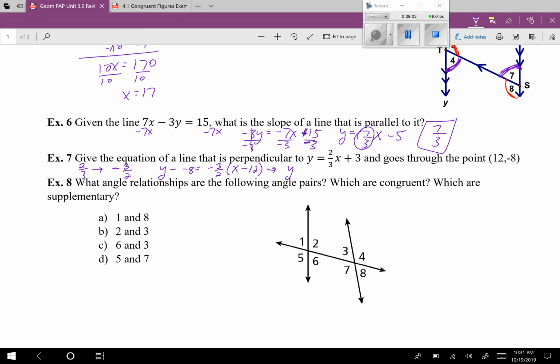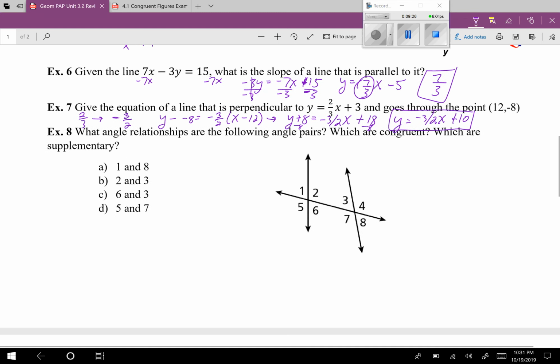So I have y plus 8 equals negative 3/2 x plus 18. And then all you have to do is take away 8 from both sides, and you get y equals negative 3/2 x plus 10.